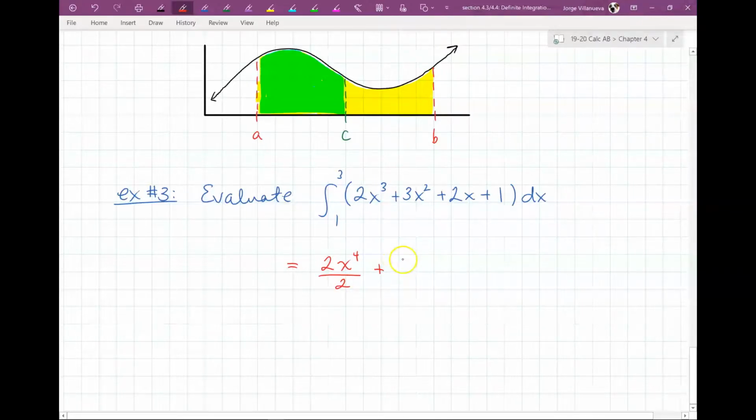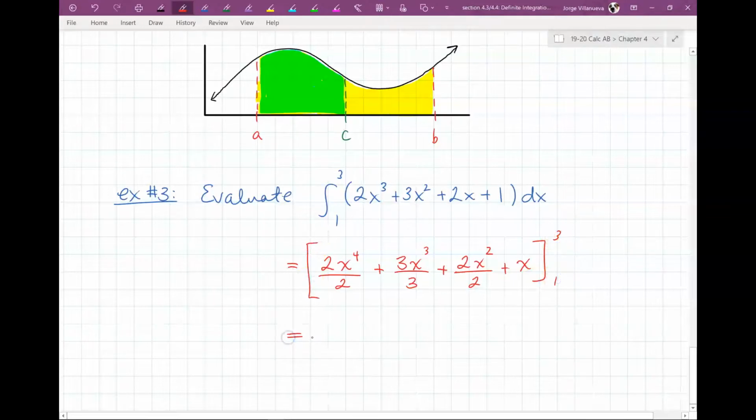What's the integral of 3x squared? I don't want it simplified. Just tell me what it should be. 3x cubed over 3. Right now we'll simplify. What's the integral of 2x? All right. And what's the integral of 1? Just x. Remember, no plus c's though, right? Notice how I'm not writing plus c's for these because I have definite integration. They gave me my interval, so that's not a question anymore of where I'm integrating. So this should be from 1 to 3.